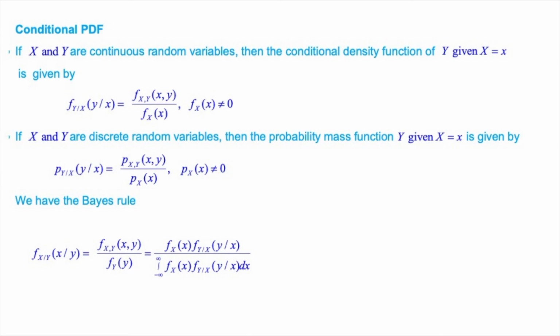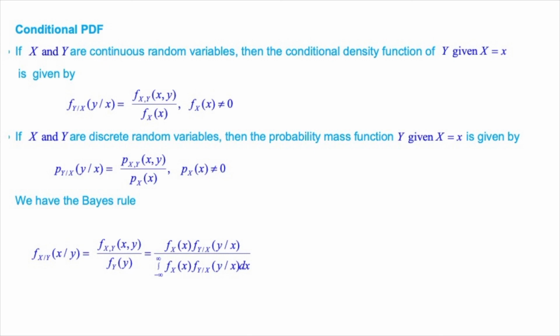Similarly, if x and y are discrete random variables, then the probability mass function of y given x equal to small x is given by this expression. This is the conditional probability mass function.